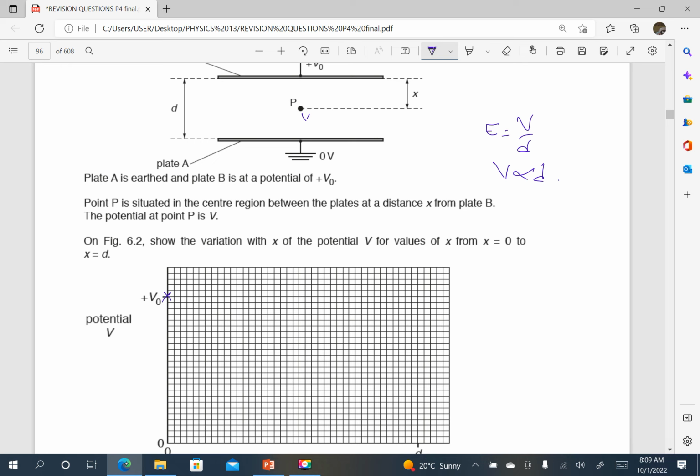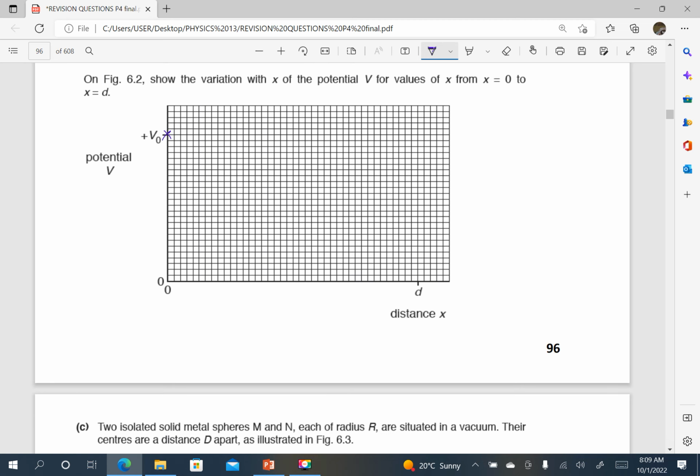So as we move point P from the upper plate towards the bottom plate, we are moving it towards a point where potential is 0. So the potential is going to decrease as we move from the upper plate to the one which is at Earth. When we are at the bottom plate, the potential shall be 0, and the potential is going to decrease uniformly. So this is going to be a straight line.